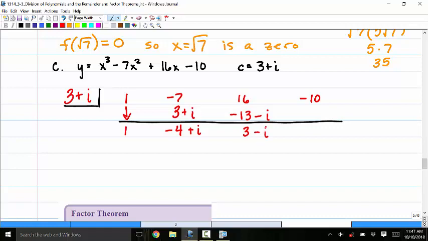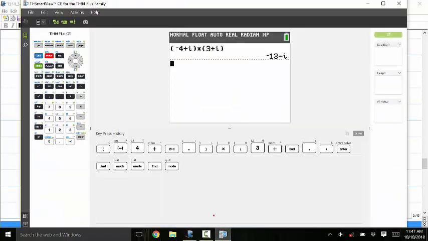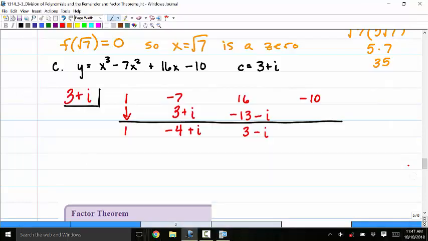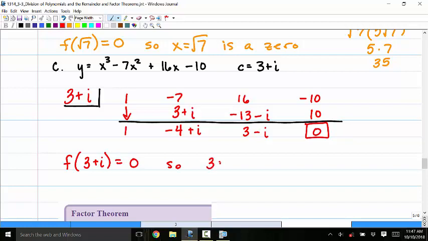Back to the calculator. 3 minus i times 3 plus i, right? So 3 minus i times 3 plus i is 10. Negative 10 plus 10 is 0. So I know that f of 3 plus i is equal to 0. So 3 plus i is a 0 of the polynomial.